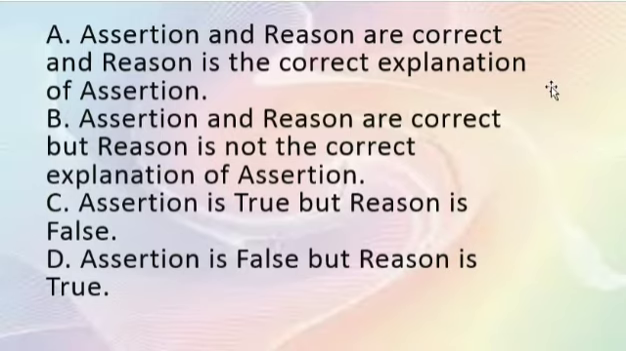The first option is assertion and reason are correct and reason is the correct explanation of assertion. Second option, assertion and reason are correct but reason is not the correct explanation of assertion. Third, assertion is true but reason is false, and D, assertion is false but reason is true. But in certain questions, you may come across the option D as both assertion and reason are false. That depends upon the examiner, but in your sample paper, the given options are this, so we will follow this.